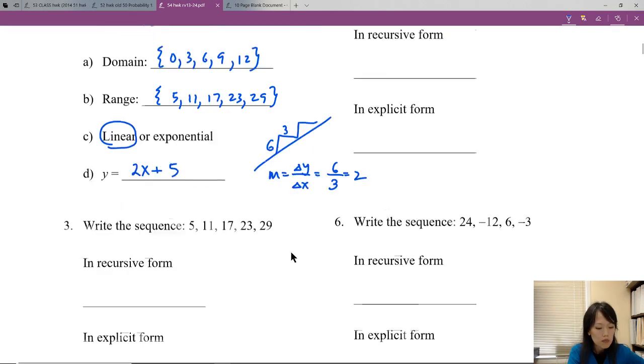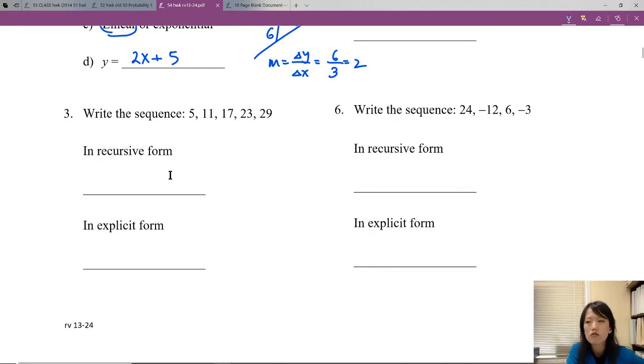Okay, next one. Number 3. Write the sequence in recursive form or explicit form. So recursive is the one where it's based on the last one. Explicit is a sub n. You just figure it out by substituting n. Let's take a look. What do you think?